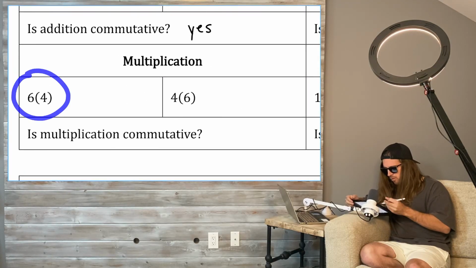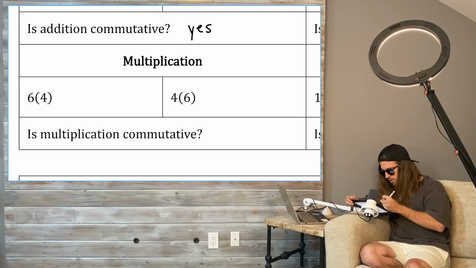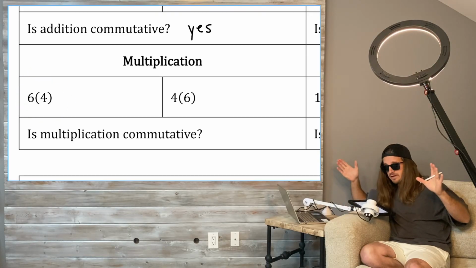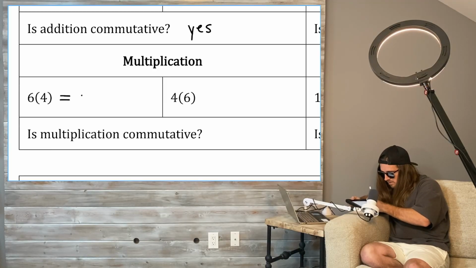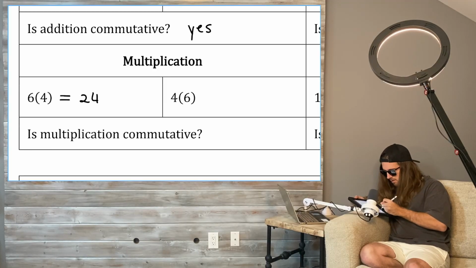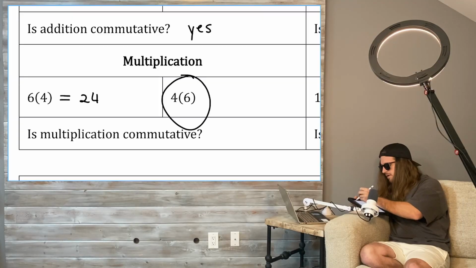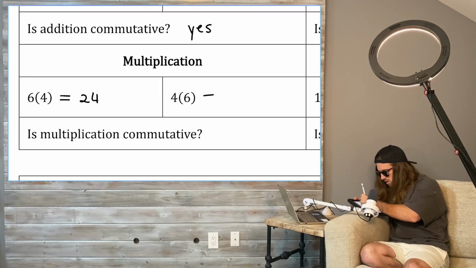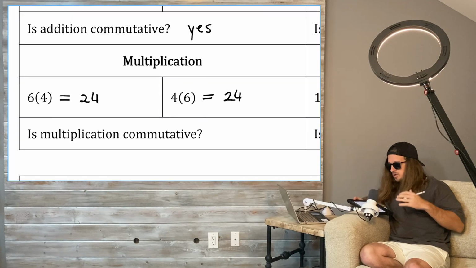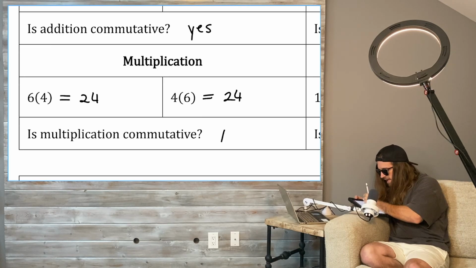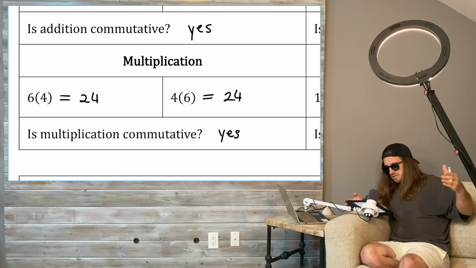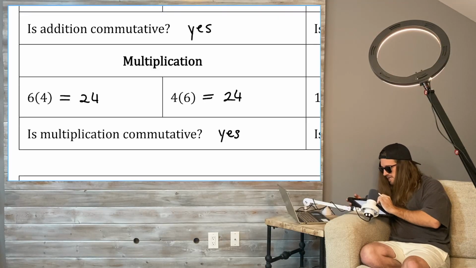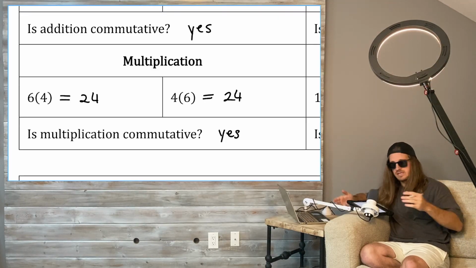What about multiplication? Let's see right here. What is 4 times 6? Well, I should say it in order, right? Here, this is 6 times 4. Could be different. We're trying to find out. What is 6 times 4? Well, that's 24. What about 4 times 6? Well, that is also going to be 24, right? So is multiplication commutative? Yes. Multiplication, the order does not matter. 6 times 4 is the same thing as 4 times 6. A times B is the same thing as B times A.